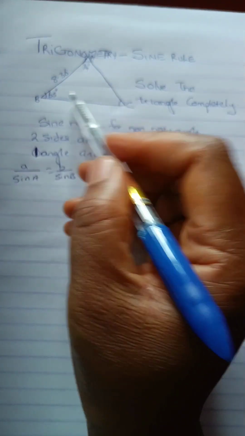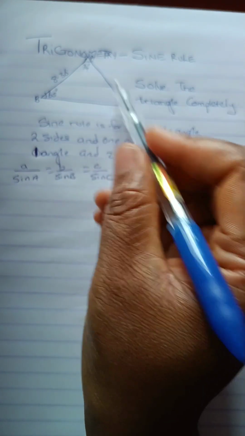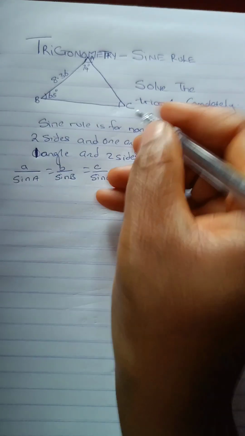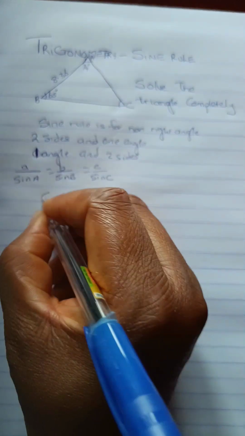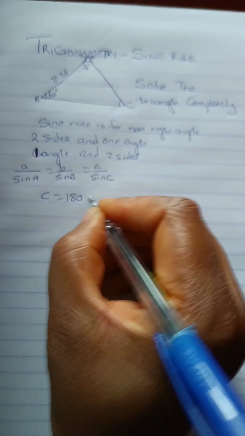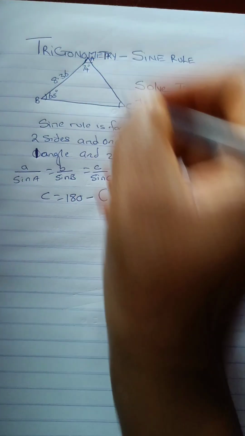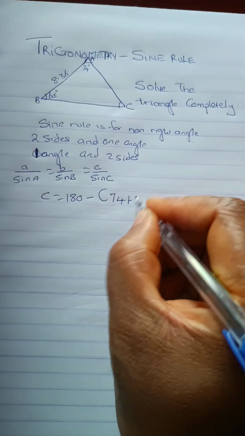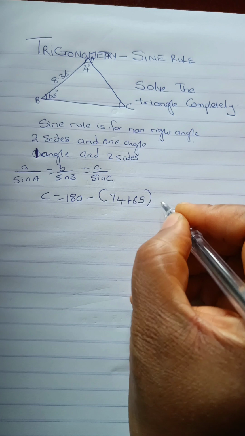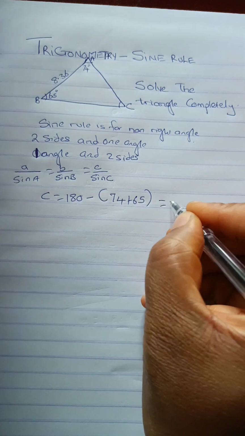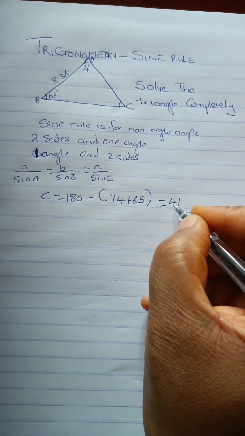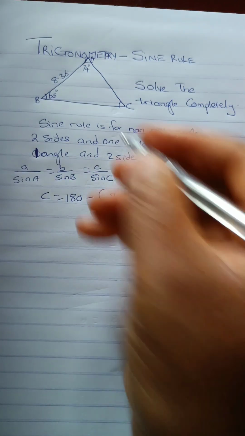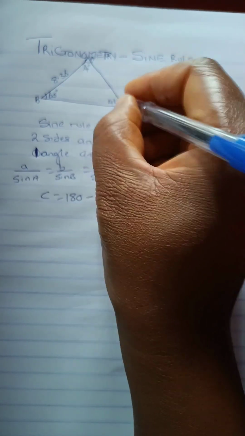So first we have this. To find this, we know that the sum of angles in a triangle is 180. So to get C, it is equal to 180 minus (74 plus 65), which will be equal to 41. So this is our C. Just add these two, subtract them from 180, and there you have it. So now we have our C.